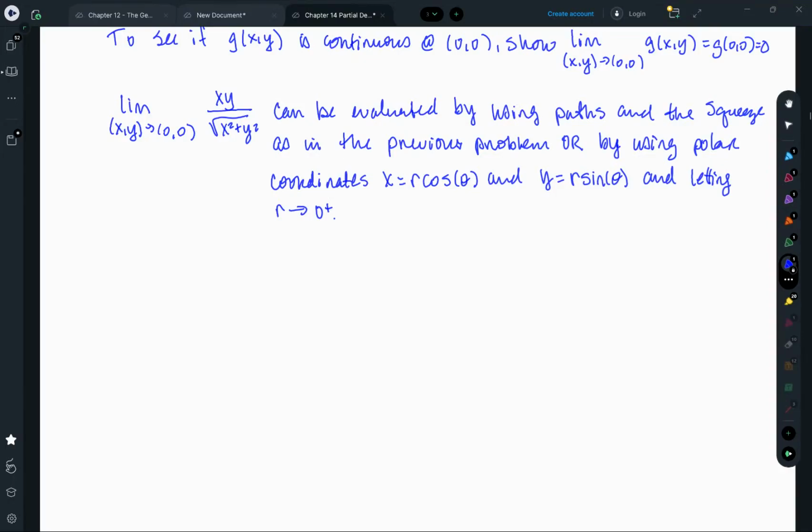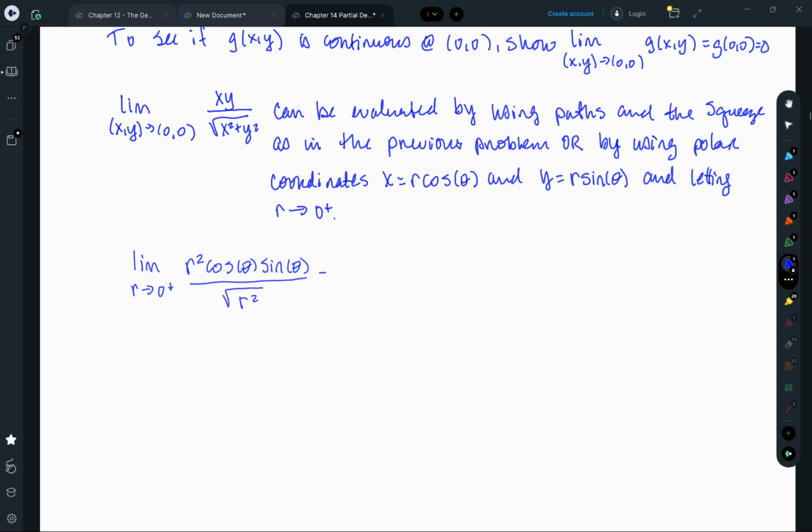So in our original limit, instead of writing xy goes to 0, we'll look at r going to 0 from the right. We'll replace x and y with r cosine theta and r sine theta. That'll give us r squared cosine of theta sine of theta. And in the denominator, when we replace x squared plus y squared, our identity tells us we'll have the square root of r squared.